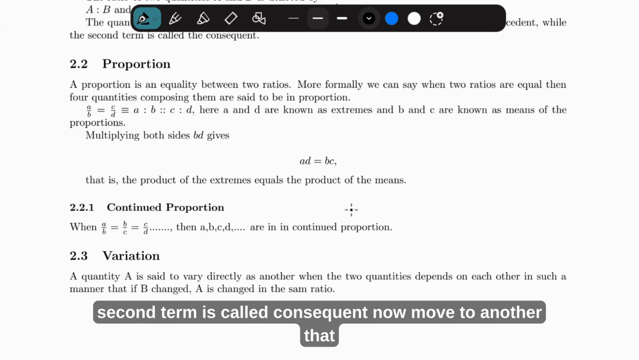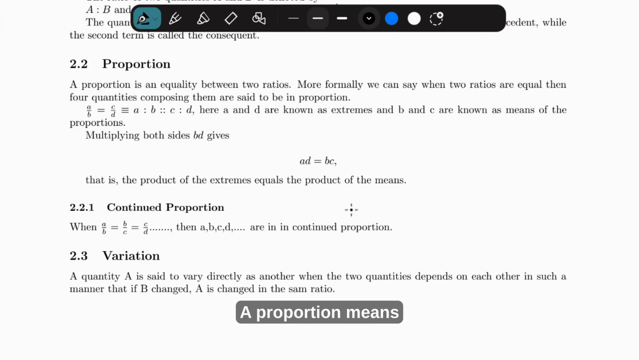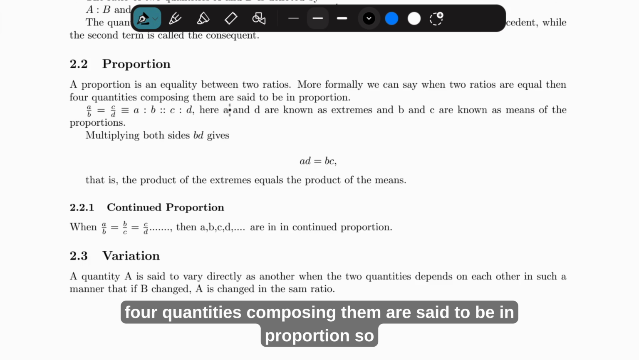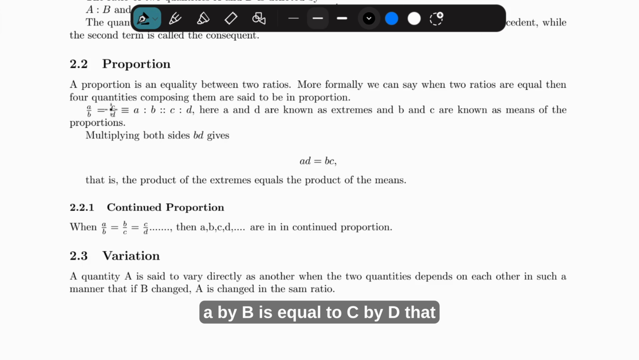Now let us move to another section, that is proportion. So what is proportion? A proportion means equality between two ratios. More formally, two ratios are equal when the four quantities composing them are said to be in proportion. So A by B is equal to C by D.